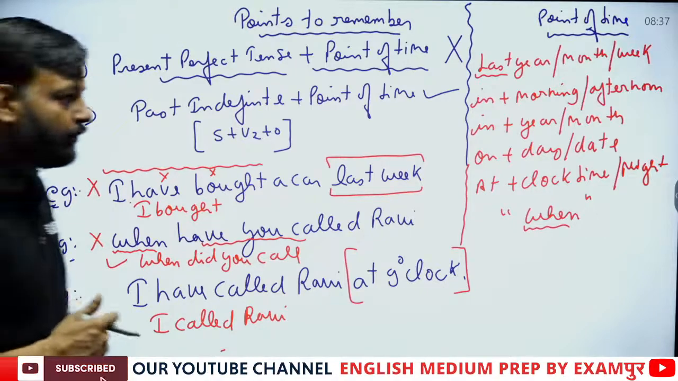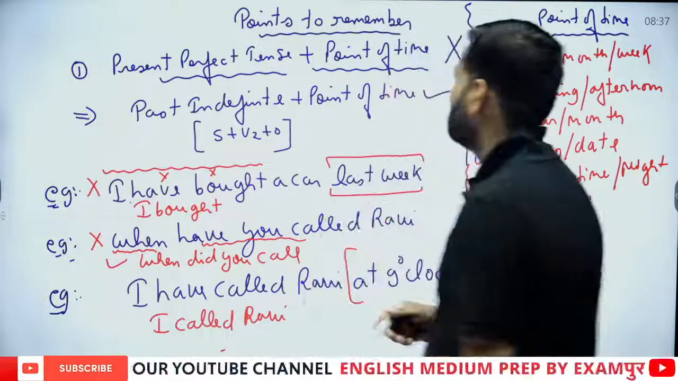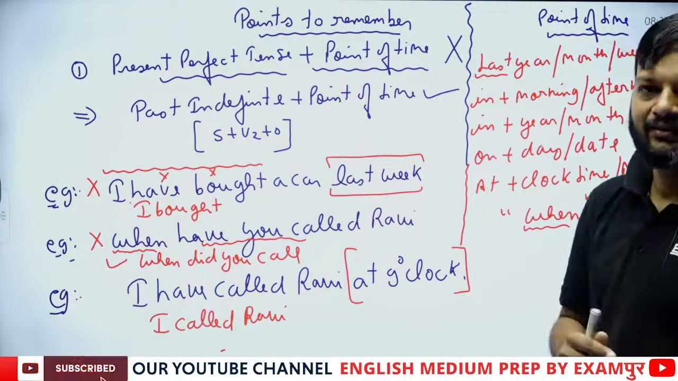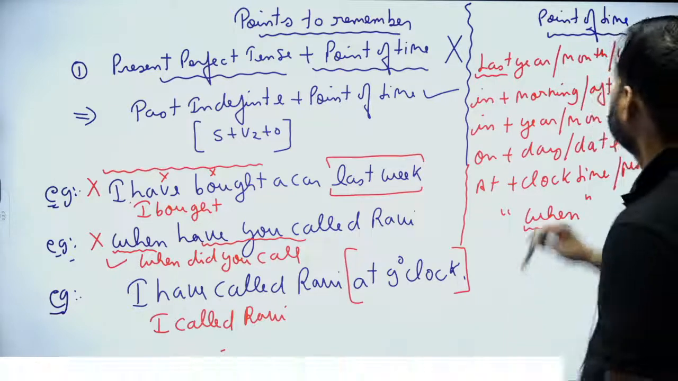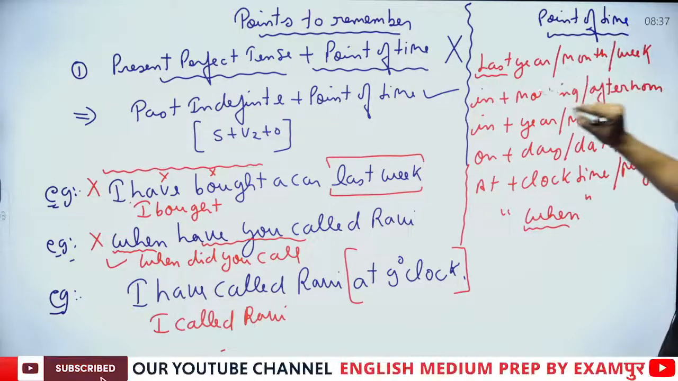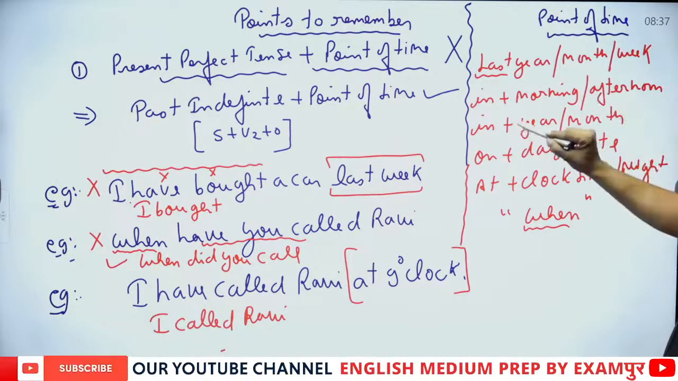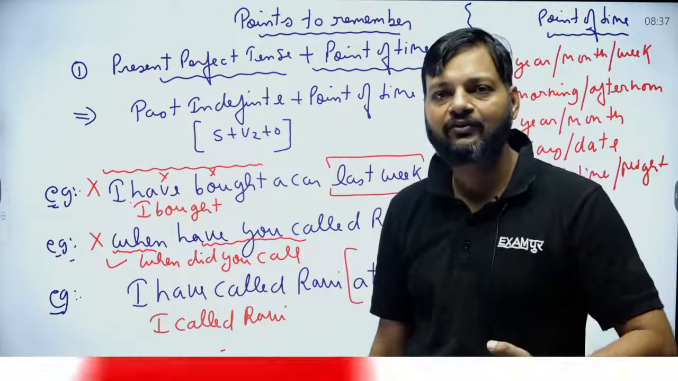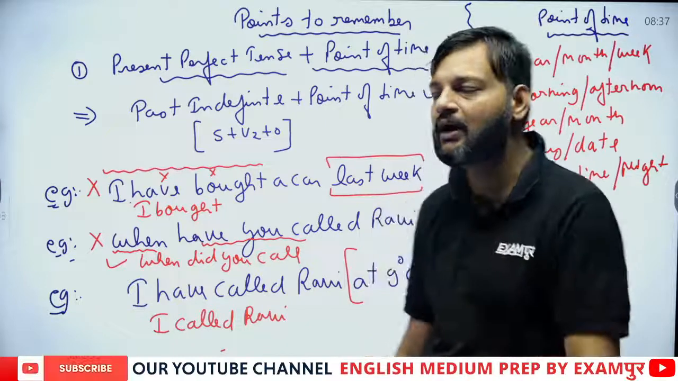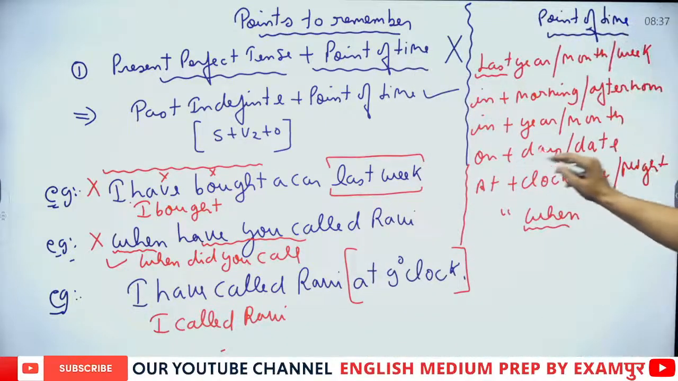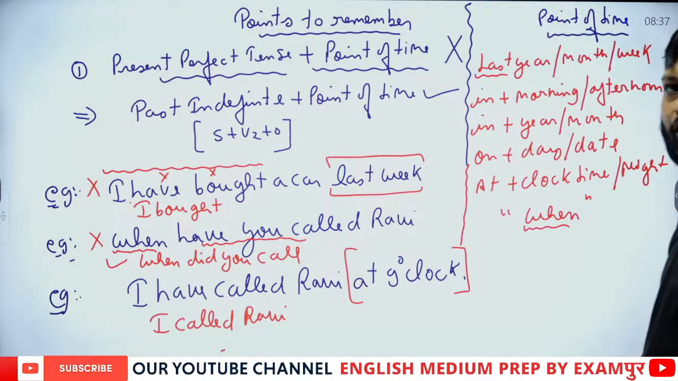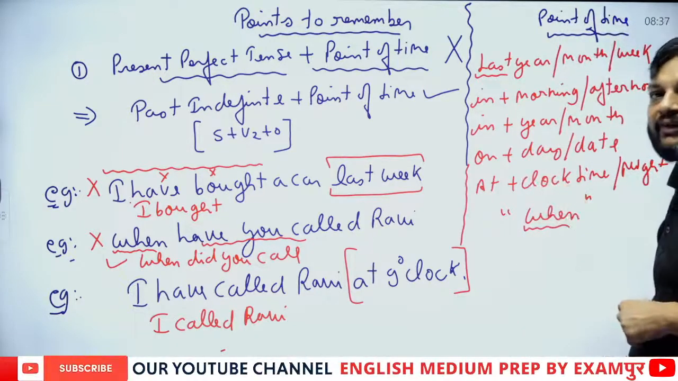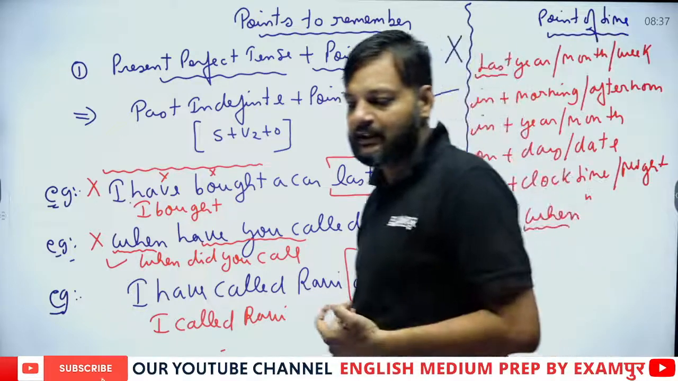So if a present perfect tense has point of time, it should be changed into past indefinite tense. And what are points of time? Last year, last month, last week, in the morning, in afternoon, in year or month. Year or month means in 2006, in 2007, in January, in February, in March. Or on day or date, on Monday, on Sunday, on Diwali, on Holi, on 15th August, or at clock time, like at 9 o'clock, at 10 o'clock.